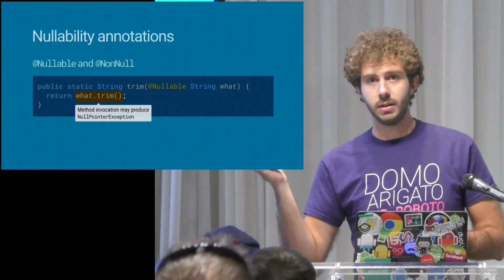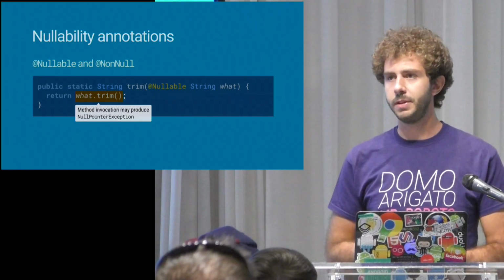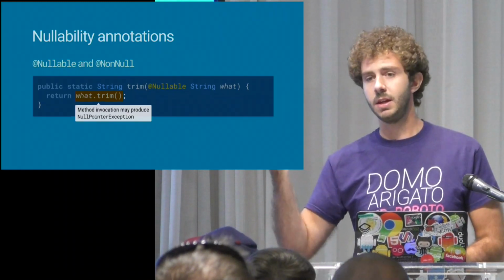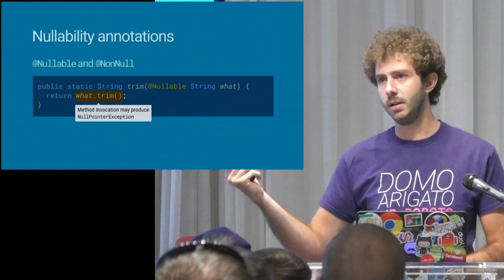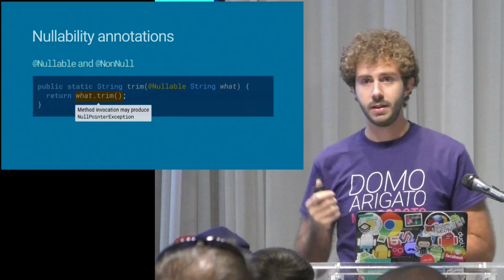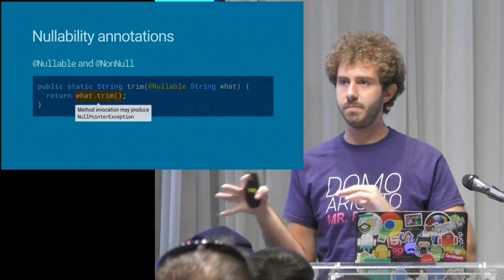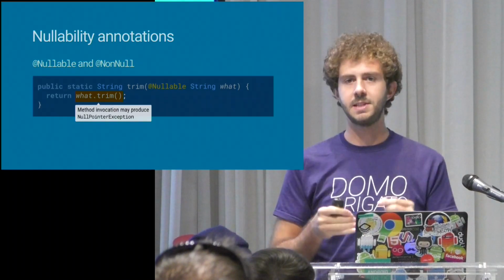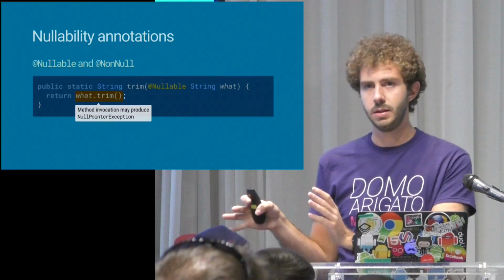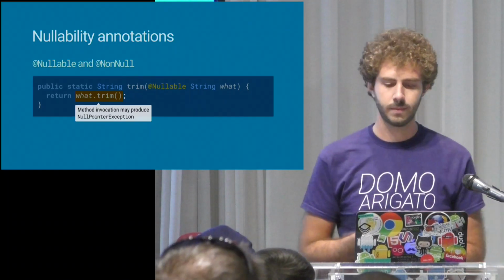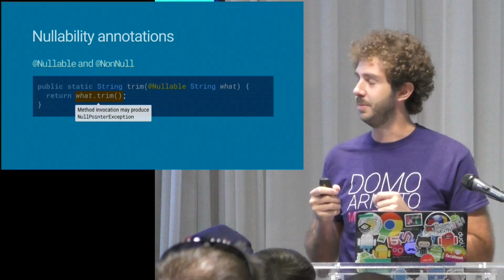So it will tell you, well, this might produce a null pointer exception because you told me that thing might explicitly be null and you're accepting nulls. This is different from not annotating at all because that doesn't imply anything. This is explicitly saying I can take a null and I can deal with it.